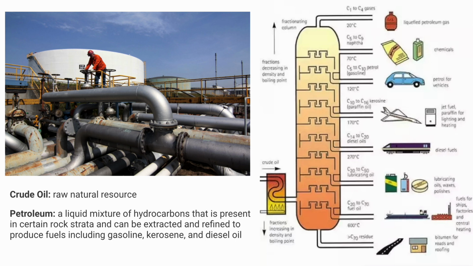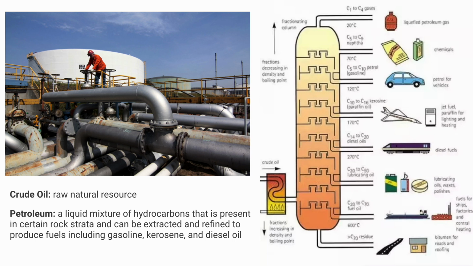Crude oil, that is a raw natural resource. And petroleum, the definition is a liquid mixture of hydrocarbons that is present in certain rock strata and can be extracted and refined to produce fuels, including gasoline, kerosene, and diesel oil. So pictured on the top left, you will often see petroleum engineers out in the field checking the refineries, the tanks, the processing. So extracting the oil is a primary activity.